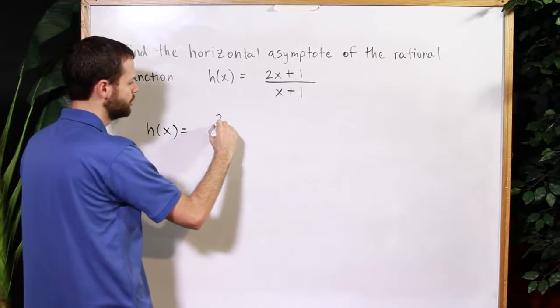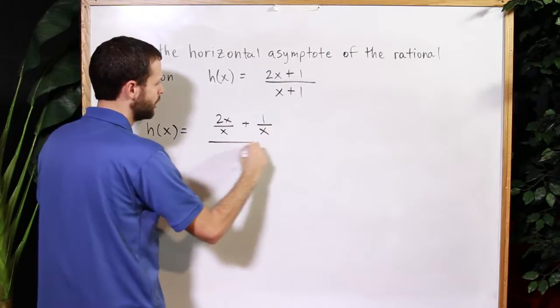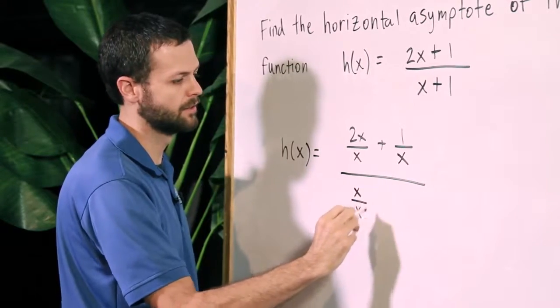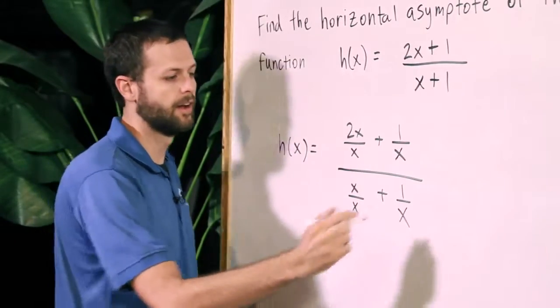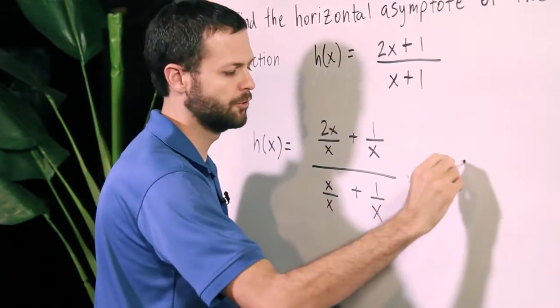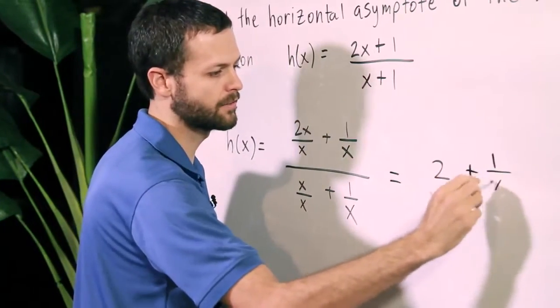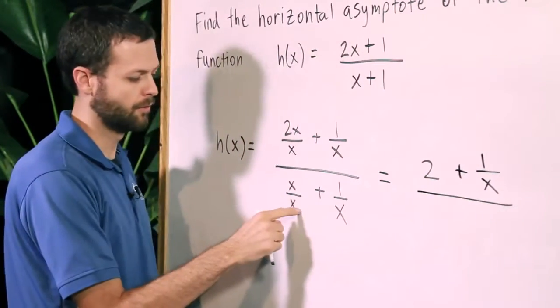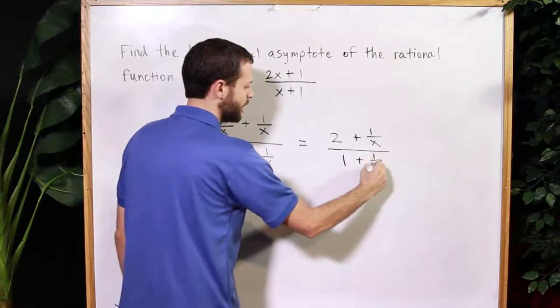We now have 2x over x plus 1 over x, over x over x plus 1 over x. Simplifying this down, I get 2, because x over x is just 1, plus 1 over x, and again, the denominator is just 1 plus 1 over x.